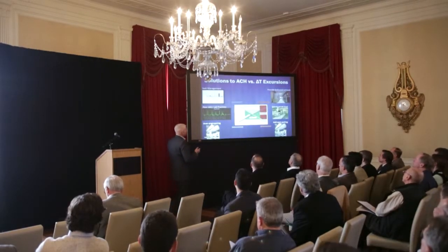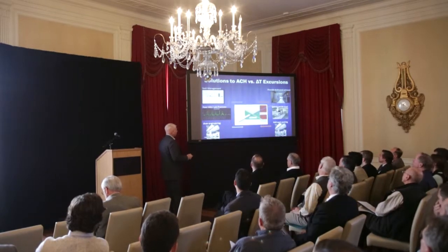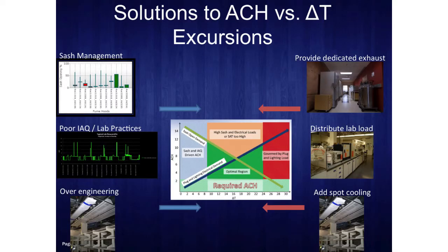So let's say that we're outside of that graph. Let's say that we're working in this area or this area. Then there are solutions that you can quickly go to and say, all right, we should do these things. Maybe we have over-engineering. Maybe we have poor indoor air quality practices or bad sash management. Hopefully we can change those things. Over-engineering might mean reducing the air changes per hour as a minimum.